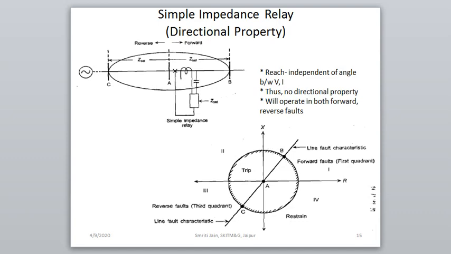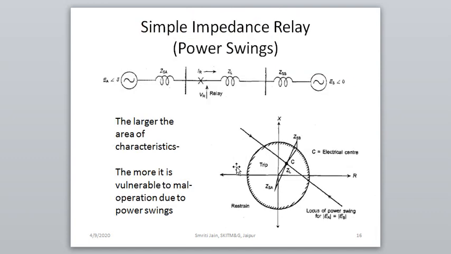That is, it will operate during the forward faults as well as reverse faults and hence it is not directional. Now the power swings have effect on a simple impedance relay since its area is larger and occupies all the four quadrants.